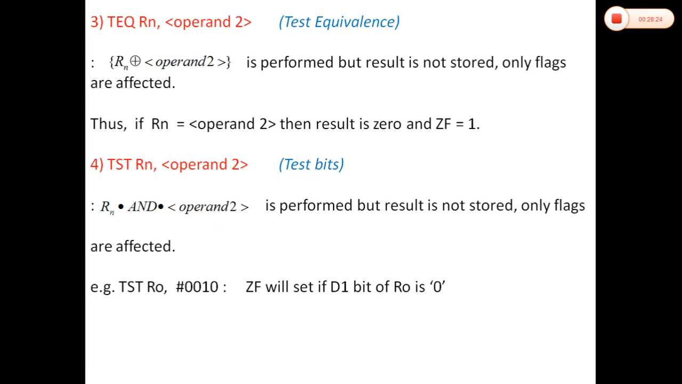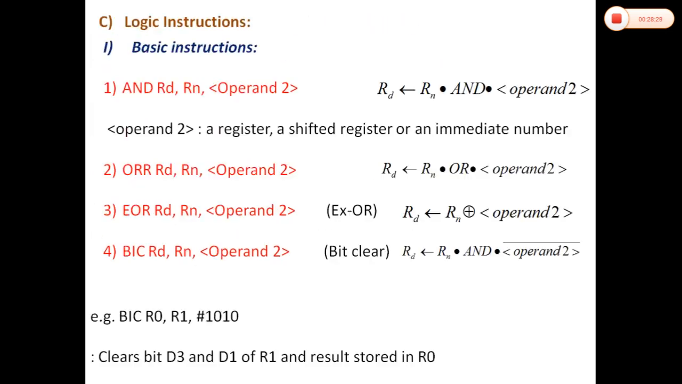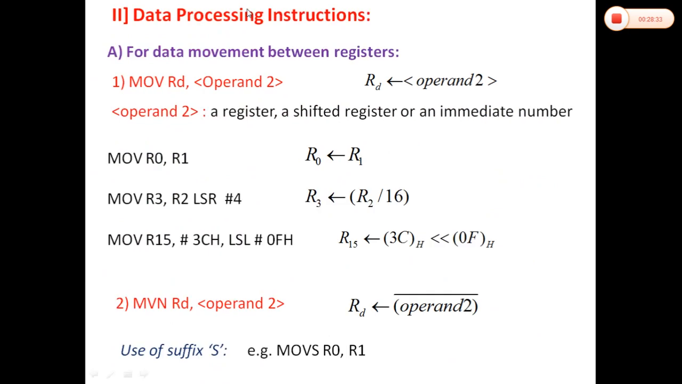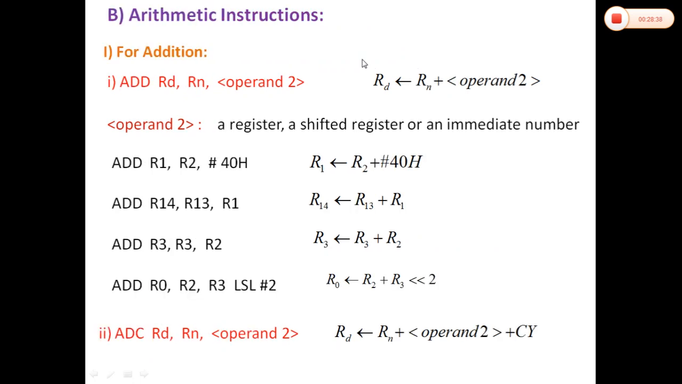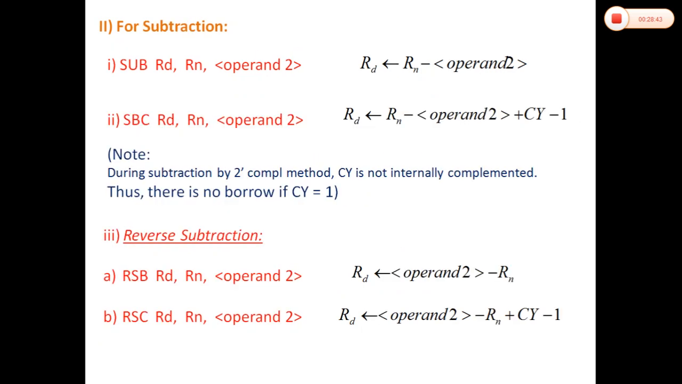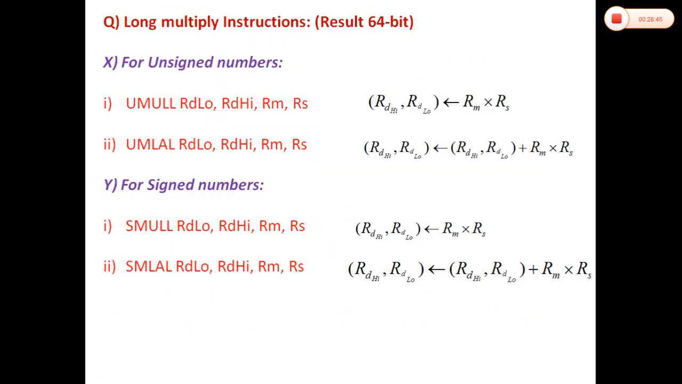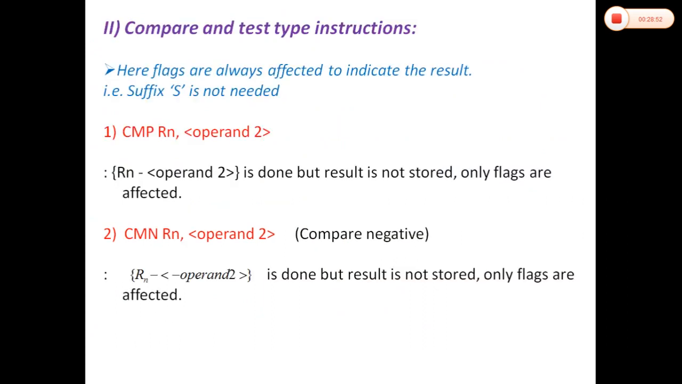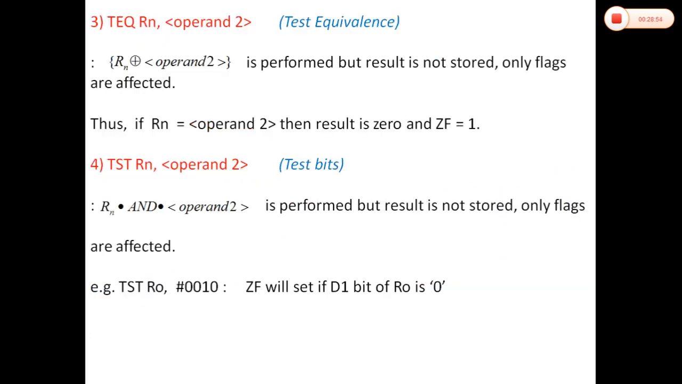So all these come under data processing instructions. We have seen, under data processing instructions, instructions for data movement between the registers. Then there are arithmetic instructions which include instructions for addition, subtraction, multiplication. Then logic instructions which include instructions for basic logic operations. Then instructions for comparison and instructions for testing equivalence or testing the bits.